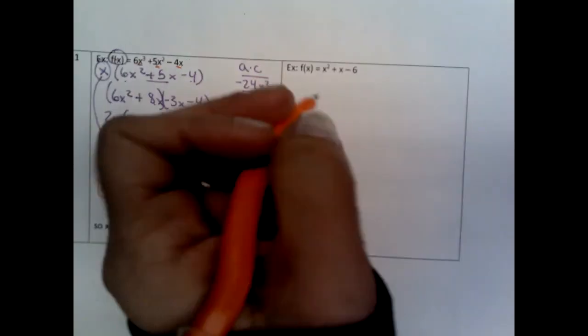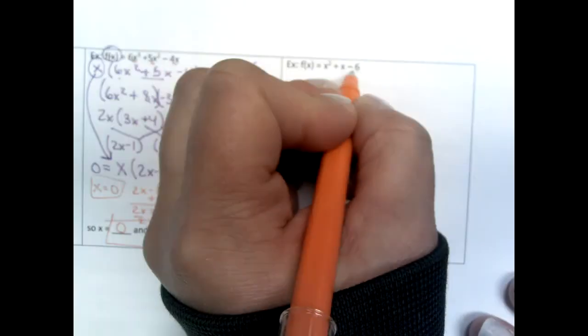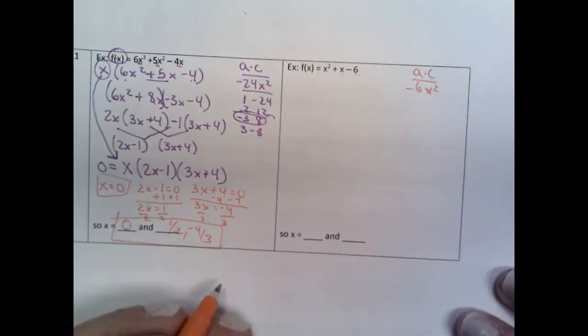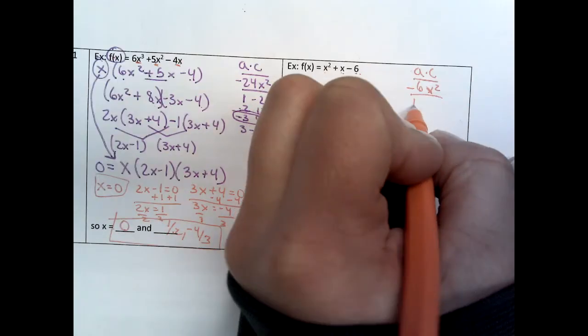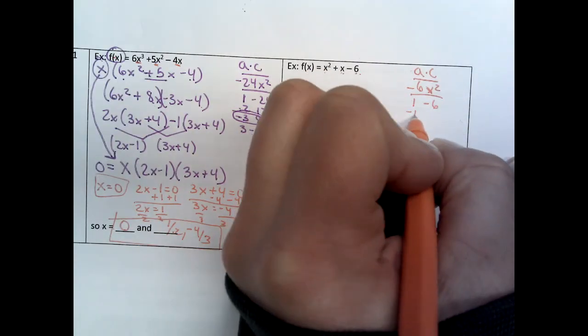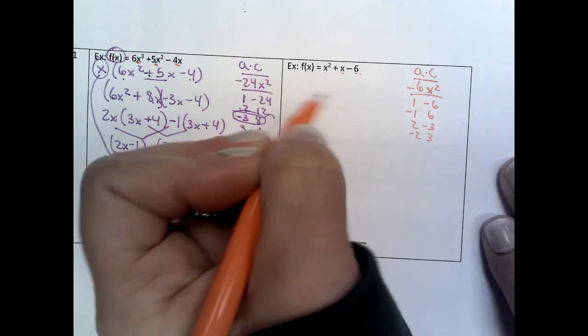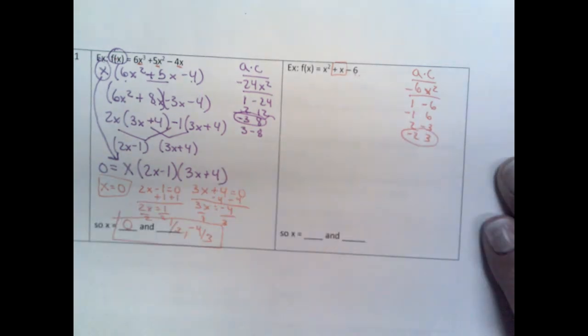Okay, let's take a look at the next one. x squared plus x minus 6. My a times c is negative 6x squared. So now I'm going to find my factors: 1 and negative 6, or negative 1 and 6; 2 and negative 3, or negative 2 and 3. Well, this has to be a positive 1, so it's going to be this one right here.